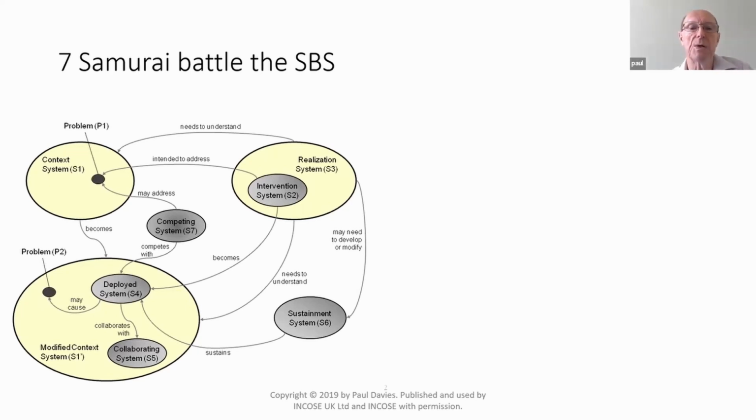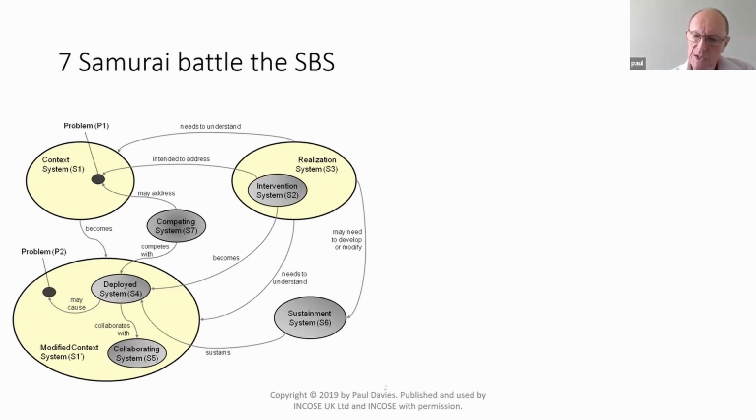system, which is part of a realization system, your enterprise, for example, which has sets of processes, documentation structures, design tools, etc., in order to realize and turn that blank sheet of paper via the intervention system into the deployed system. And once you've delivered it, you have to keep it going. So we've got a sustainment system, S6. But we have also got an influence diagram here and a map of what interacts with what and for what purpose.